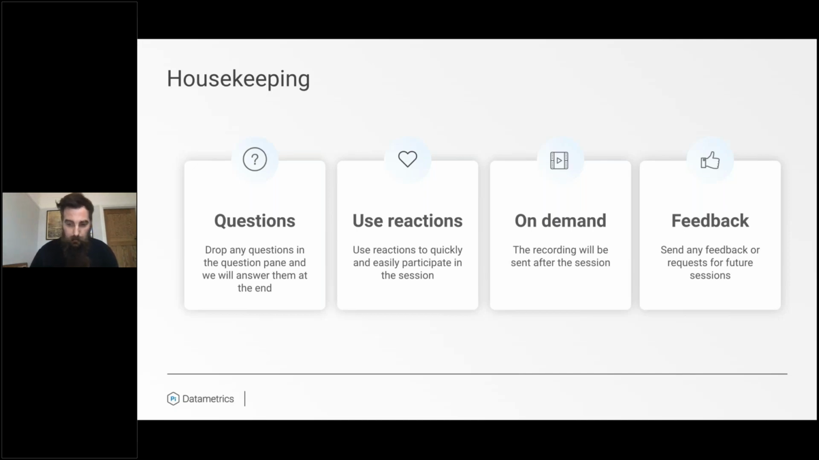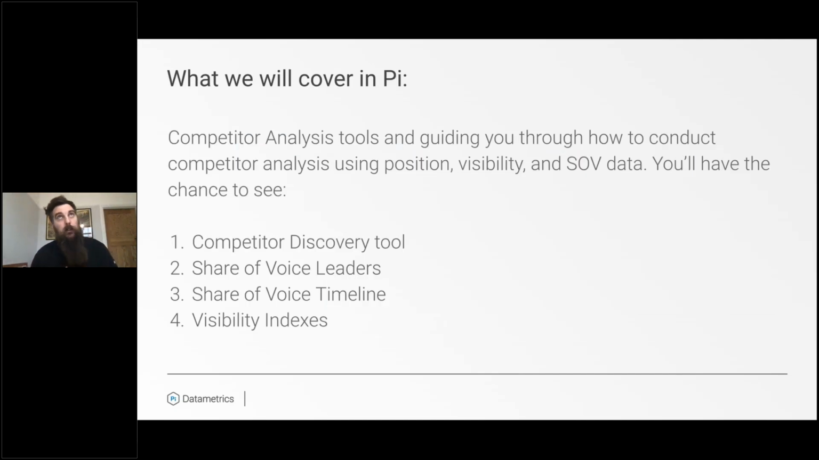All right. So today's session, what we're going to cover. Pi's got a huge amount of competitor analysis tools, okay? Ways to discover new competitors, ways to identify the performance of your competitors and you versus those competitors as well. And we're going to take a look at 4 different tools. A competitor discovery tool. We're also going to look at share of voice tools as well. We've got 2 different ones that we're going to identify in that particular area.